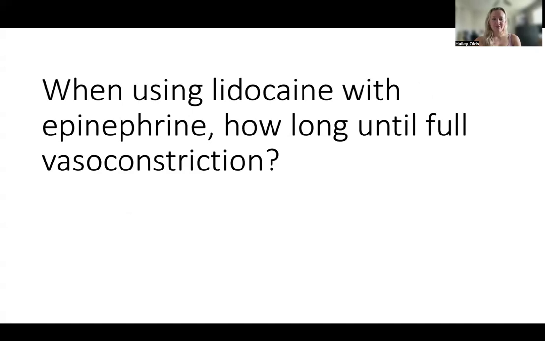When using lidocaine with epi, how long until full vasoconstriction? How long should you wait? The textbook answer is 7 to 15 minutes. I actually just heard somebody say that they think it's more like 20 to 30, but the textbook answer is 7 to 15.